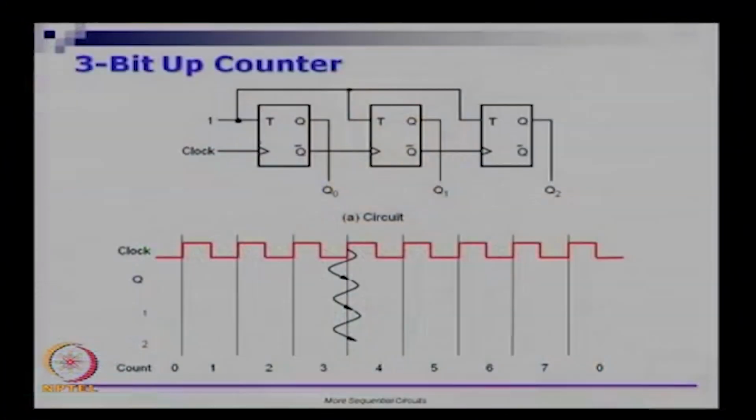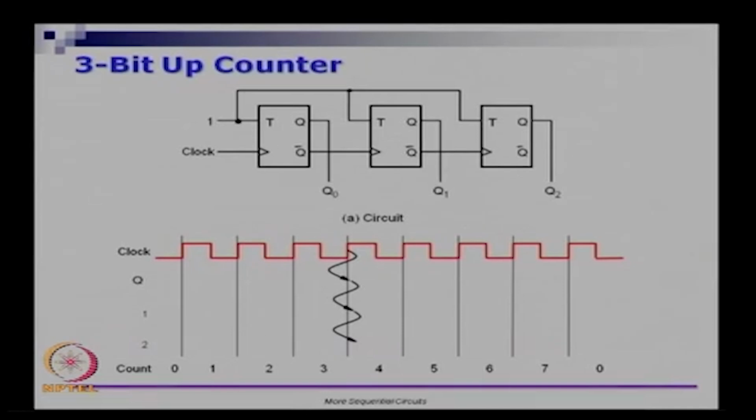Then there are lots of places where you want to count. For example, I want to count the number of electrons that pass through. If I want to do something like that, I need a counter, and there are two kinds of counters, up counter and a down counter. Up counter counts 0, 1, and so on, and down counter would count down. So this is a circuit which does what is called a 3-bit up counter.